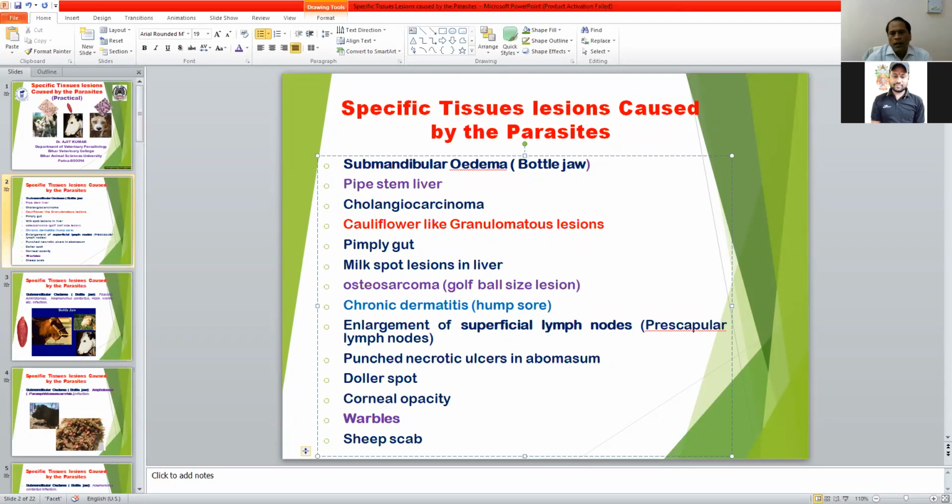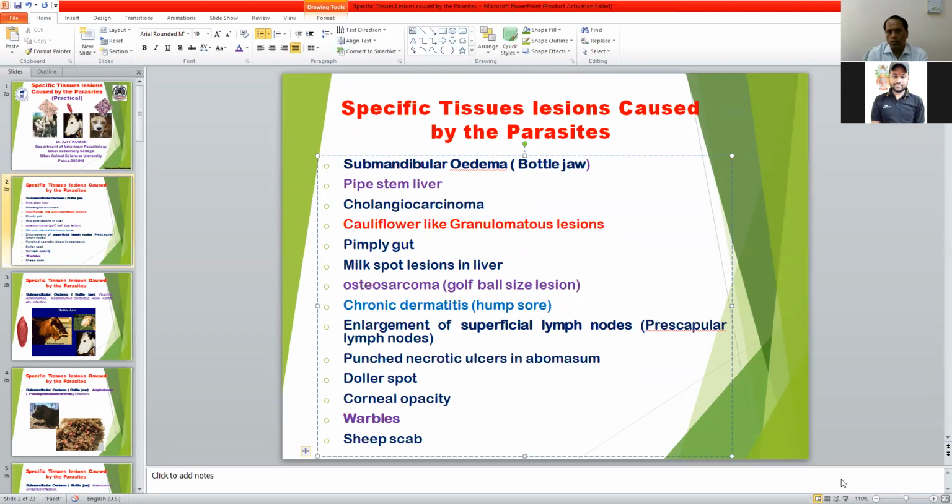caused by flukes known as Opisthorchis sinensis and Clonorchis sinensis, commonly known as Chinese flukes, which cause the cholangiocarcinoma in the infected host. Then pimply gut is caused by one of the nematodes known as Oesophagostomum. Then milk spot lesion in the liver is caused by the Ascaris of pig.